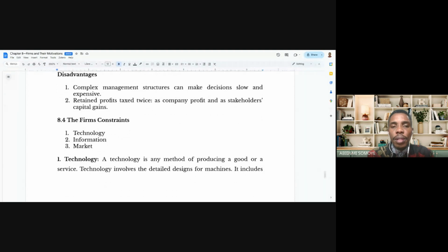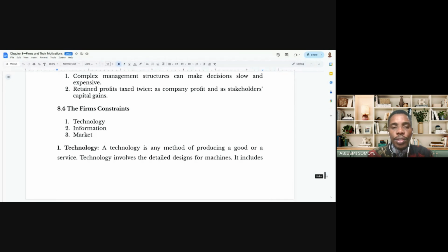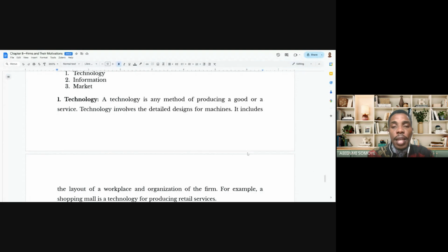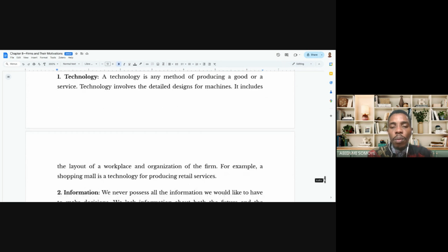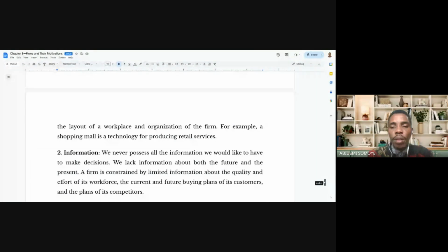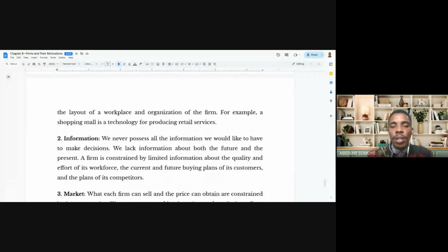The firm's constraints. You have technology, you have information and market. So firms can be constrained based on these factors. First, technology. Technology is any method of producing a good or a service. Technology involves detailed designs for machines. It includes the layout of a workplace and organization of the firm. For example, a shopping mall is a technology for producing retail services.